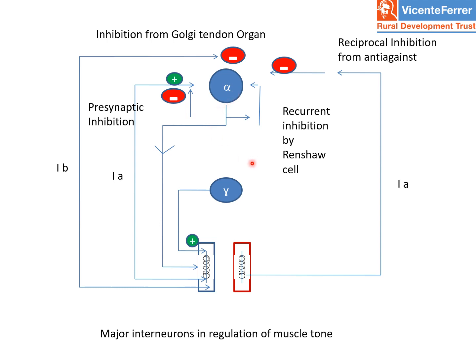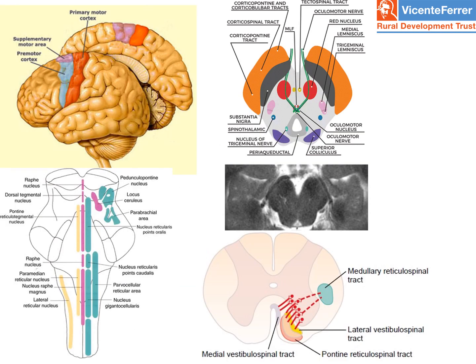So apart from this spinal level control of the muscle tone, there are different supraspinal level controls. So let us see the basic anatomy. Here is the motor cortex, which is just anterior to the central sulcus, and anterior to the motor cortex there will be the premotor cortex and supplementary motor cortex. Brodmann's area for motor cortex is 4, and for the supplementary motor cortex and premotor cortex, Brodmann's area is 6.